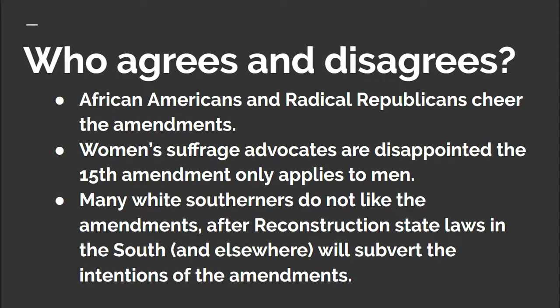Many white Southerners did not like the amendments, and when Reconstruction ended, they passed state laws that subverted the intentions of the amendments. This will usher in the era of segregation, also known as Jim Crow. Important to note that this was not just a Southern phenomenon, as laws restricting rights will be passed in areas all across the country.